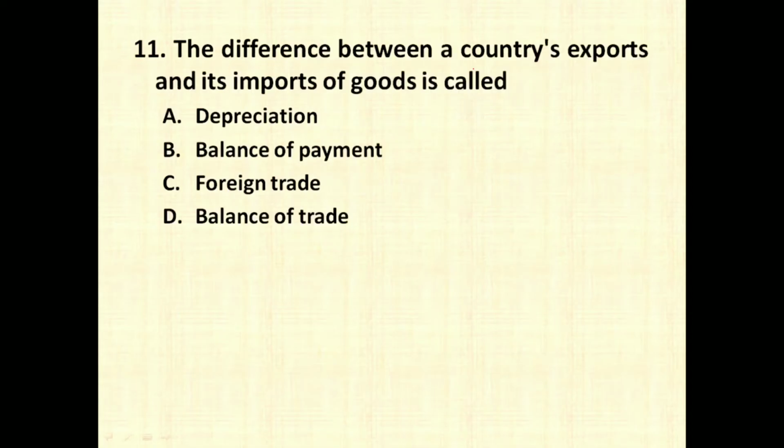The difference between a country's exports and its import of goods is called as: depreciation, no. Foreign trade, no. Balance of trade, yes. So correct answer is option number D, balance of trade. So it is nothing but the difference between a country's exports and imports of goods. Remember this, whenever it is balance of trade, it is about goods.